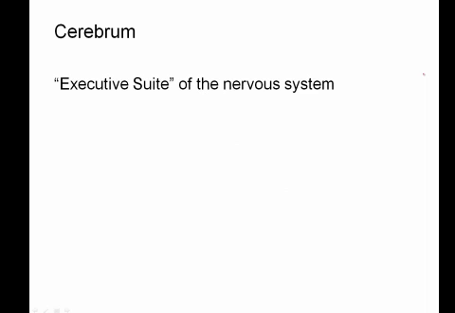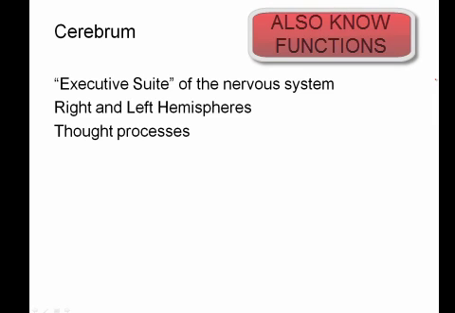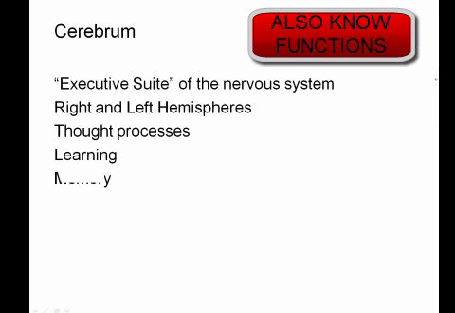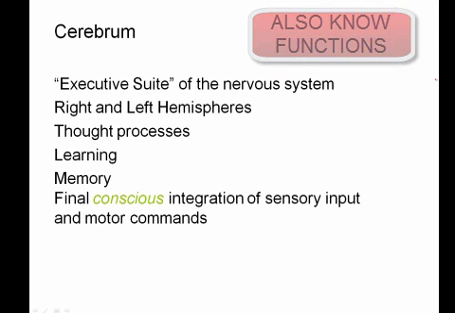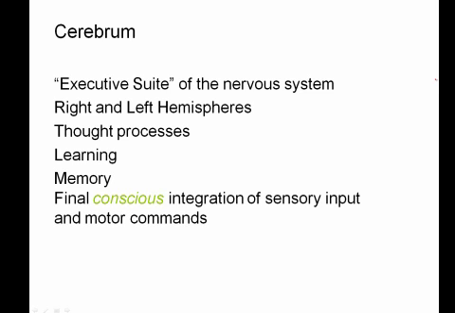The cerebrum, we can consider this to be the executive suite of the nervous system. It is divided into right and left hemispheres. This is where thought processes occur, learning. This is where we store memories, and also where we have the final conscious integration of sensory input. So if we are aware of sensory input, pain, temperature, touch, vibration, any of these things, it is because that signal arrives up at a very specific location in the cerebrum. And this is also where we initiate motor commands to skeletal muscles.